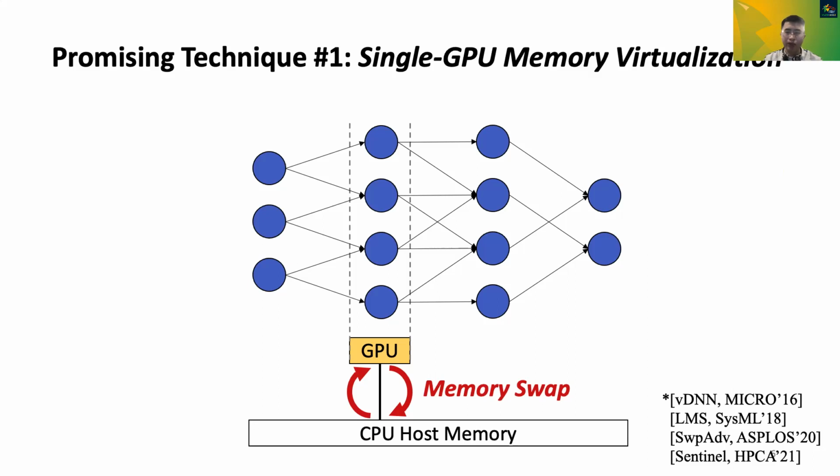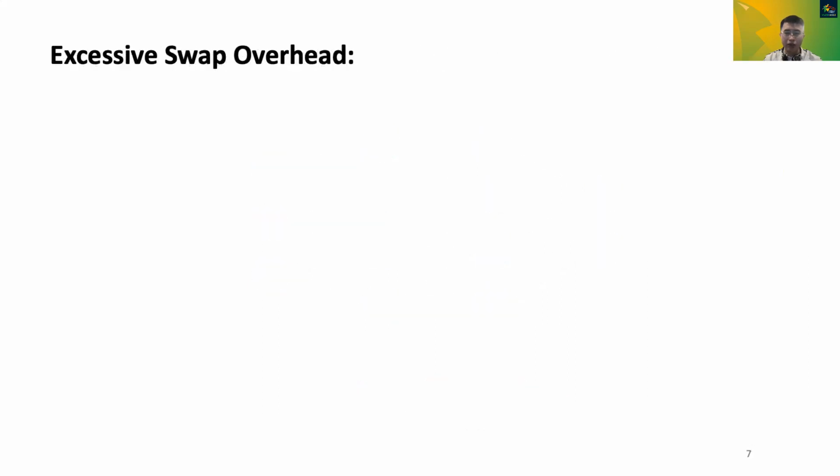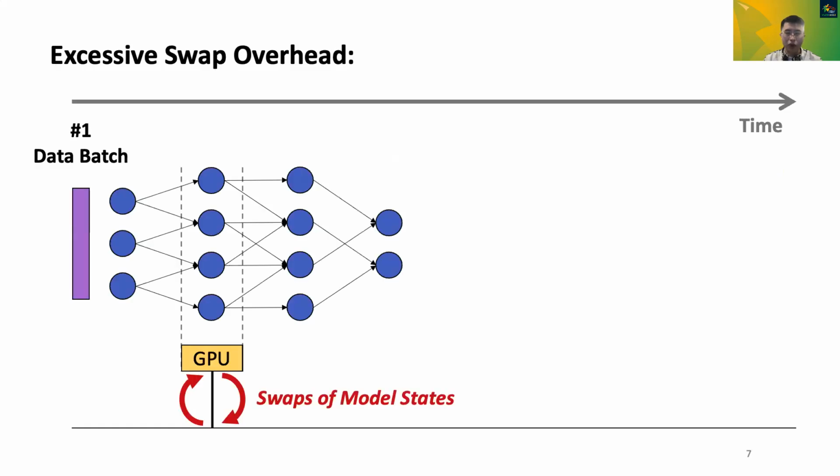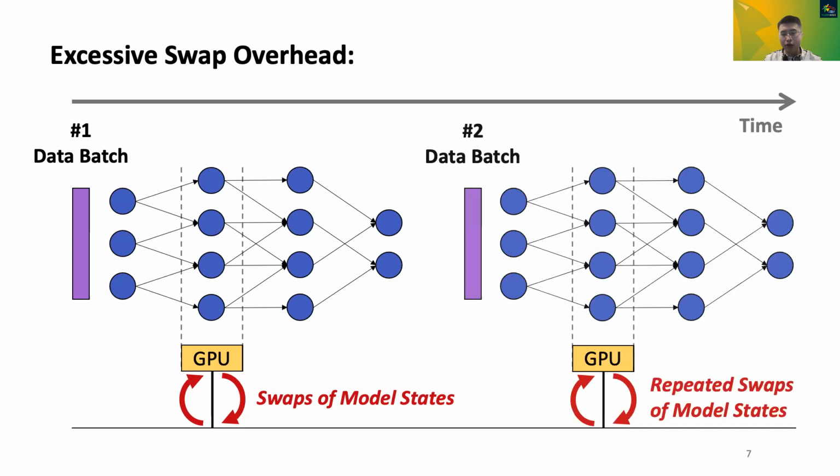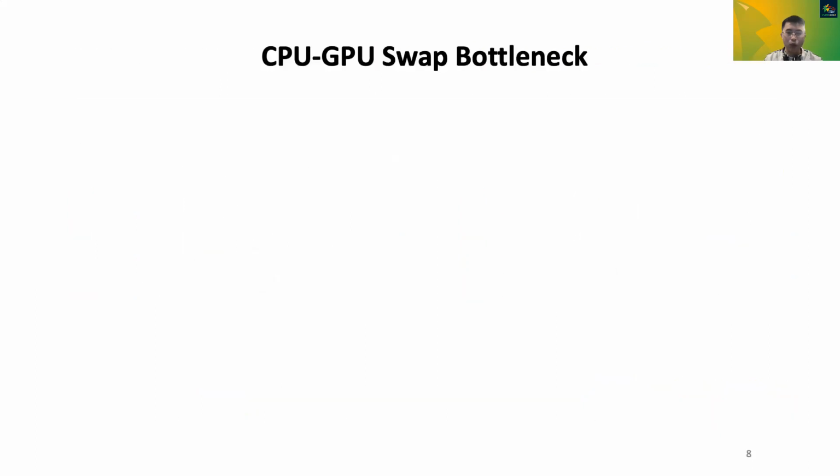Prior works have already shown this technique allows a single GPU to train larger models. But it comes with a price of excessive swapping overhead. For example, a model is going to compute several data batches in a timeline, and the GPU memory is virtualized, and can hold one layer at a time. At the first data batch, the GPU needs to swap in the necessary model state to compute, then swap out for saving state changes. When the second data batch comes, the GPU needs to do this swap in, swap out again. These repeated swaps give excessive overhead. Even worse is that we can have a swap bottleneck.